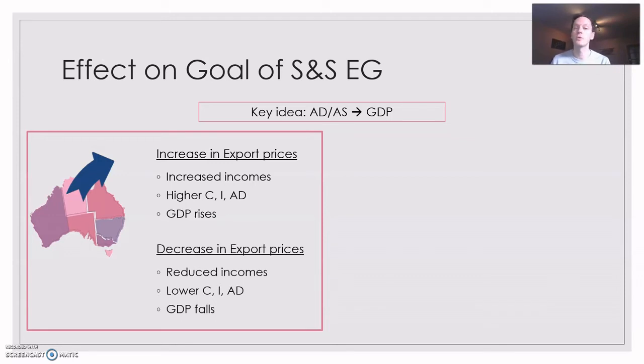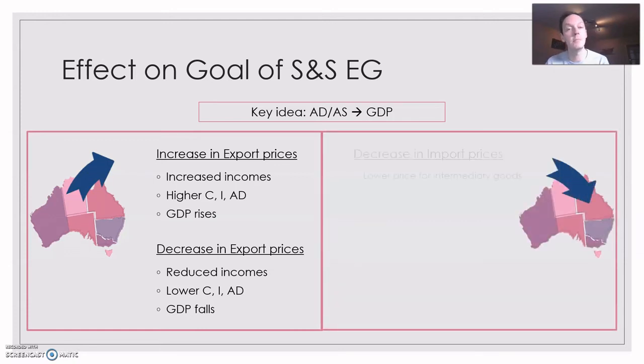The decrease in export prices is just exactly the opposite. So those producers who are seeing the lower prices for their exports, they've got less money to spend, and therefore C goes down, I goes down, aggregate demand falls, and then producers lower their level of production to meet that lower level of demand. This process should be really familiar to you guys by now.